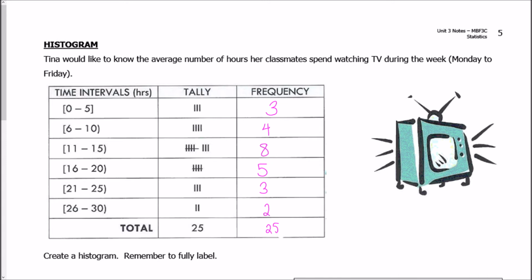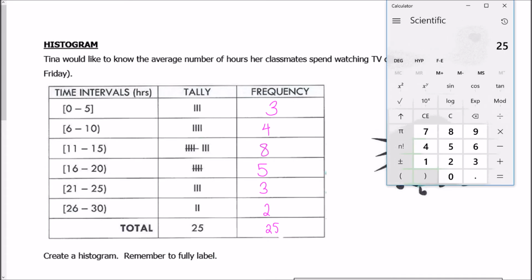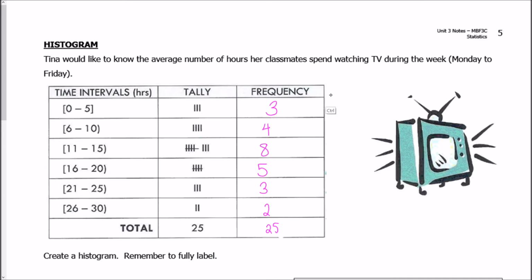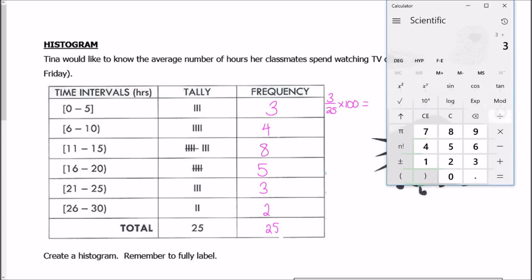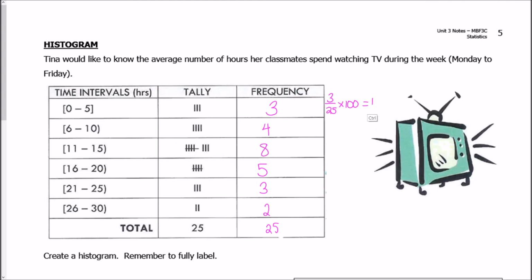So now let's go ahead and just calculate our percentages because that's important. In order to calculate our percentages for our frequencies, remember we take 3, the total amount of people that chose 0 to 5, out of 25, which is however many people were surveyed, and multiply that by 100. So 3 out of 25, multiply that by 100, we end up getting 12%.